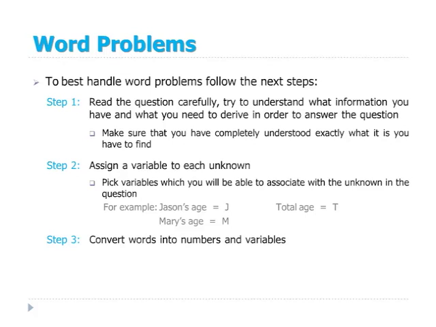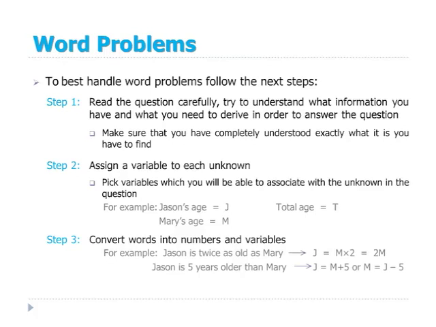Step 3. Convert words into numbers and variables. For example, if you are told that Jason is twice as old as Mary, then you can write it down as J equals M times 2, or J equals 2M. If you are told that Jason is 5 years older than Mary, then you can write it as J equals M plus 5, or M equals J minus 5. It can get a bit harder, but can still be done correctly if you are attentive. Step 4. Solve the equation or equations you need and check your answer.